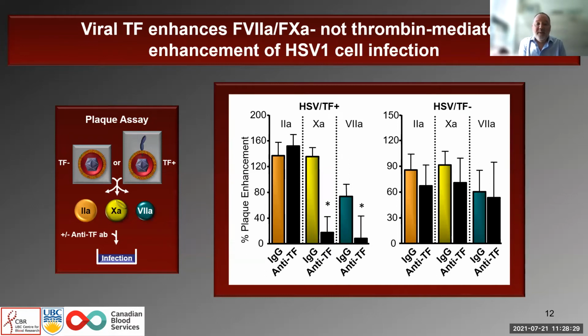Importantly, the tissue factor antibody had no effect on the thrombin-dependent enhanced infection using the tissue factor positive HSV1. In sharp contrast to the tissue factor positive virus, the tissue factor antibody lost its significant effect on factor 10A and factor 7A mediated enhancement of infection with the tissue factor negative virus. These data demonstrated that tissue factor associated with the virus and not the target cell was responsible for the presentation of factor 10A and 7A to the cell surface receptors, and thus promoting infection. Next slide, please.